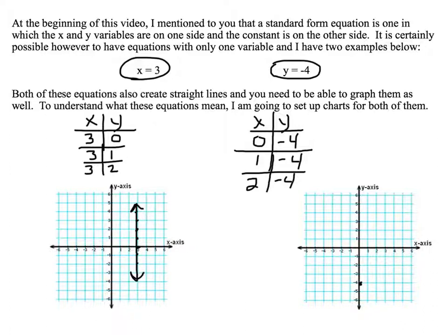Here's the point 0, negative 4. Here's the point 1, negative 4. Here's the point 2, negative 4. And once again, you can see I can put in as many points as I want to and connect those. The graph of y equals negative 4 is a horizontal line going through y equals negative 4 that is parallel to the x-axis. You do need to be able to graph both of these types of equations as we go through this particular module.